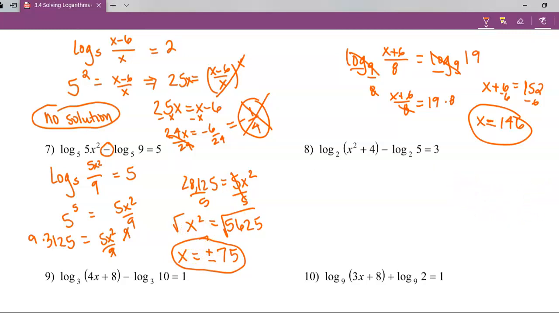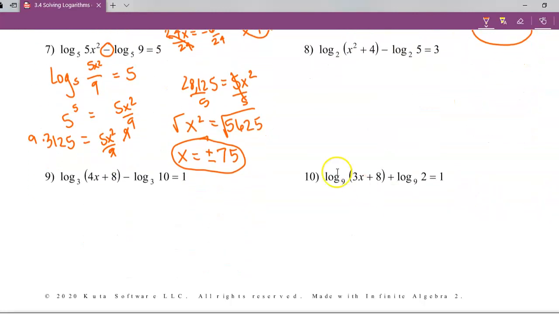Okay, so let's try number 10. So again, two logs on the left-hand side, no log on the right-hand side. So we need to condense and then change forms. So log base 9, this one has a plus between it, so we need to multiply. So 2 times 3x is 6x, and 2 times 8 is 16, and that's going to equal 1.